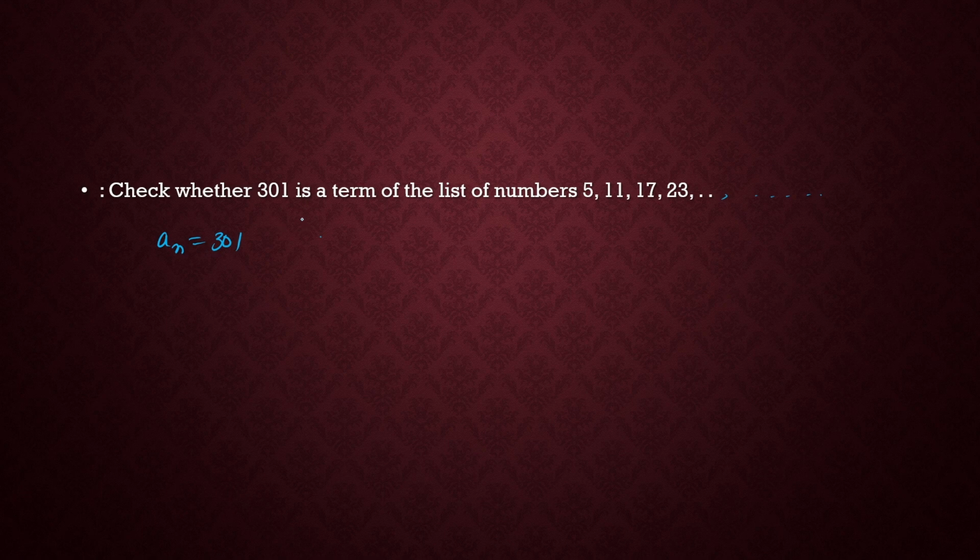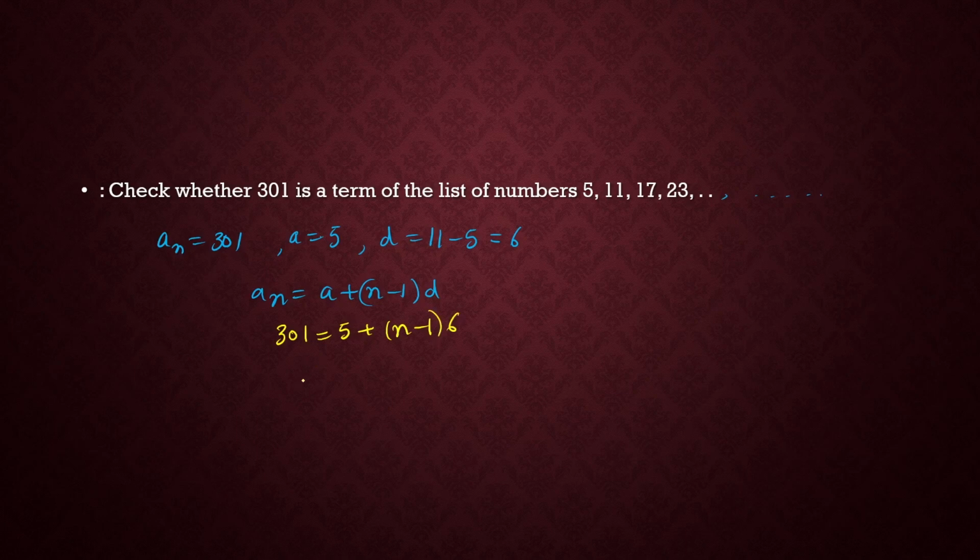Here the value of a is 5. The common difference is going to be 11 minus 5, that is equal to 6. So an is equal to a plus n minus 1 into d. The value of an is 301, which is equal to 5 plus n minus 1 into 6. Right? 301 minus 5 is 296, divided by 6 is equal to n minus 1.